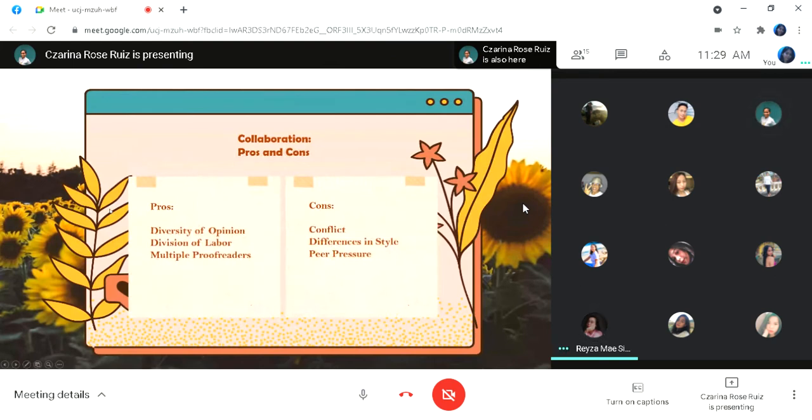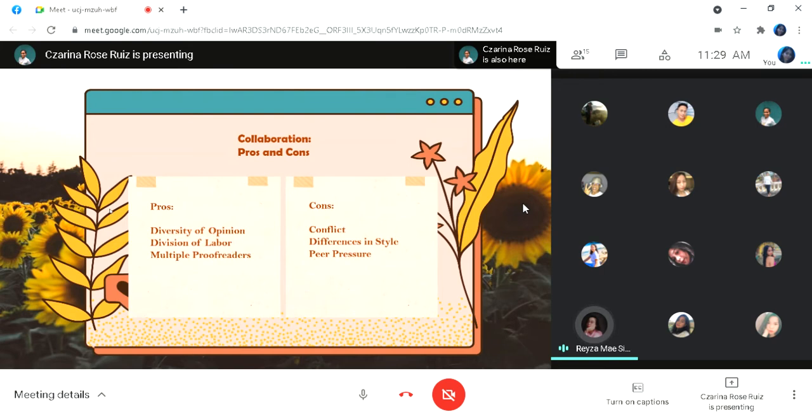So, cons of collaboration: we have conflict, differences in style, and peer pressure. Conflict: with more minds, however, conflict over either the substance or the process of the writing becomes more likely. Yet, when carefully managed, these conflicts can produce better writing. Groups must also be careful not to let internal politics impede the project's progress.